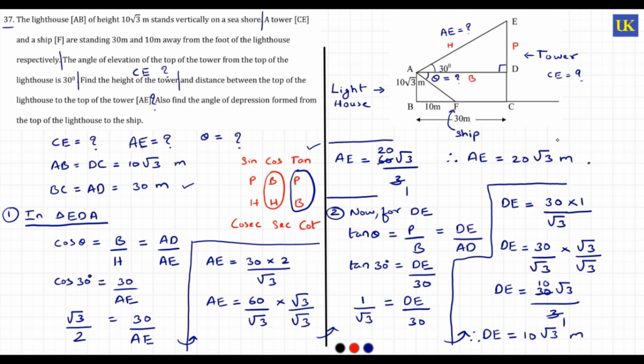Now what we will do? We know the value of DE, and already we know that if AB is 10 root 3, then DC is also 10 root 3. So we know that this was 10 root 3, and now we have found out DE also. Okay, so this is also again 10 root 3. This is again 10 root 3. So we'll add both these things and we will get CE, and that is what they had asked us to find. We'll do this on the next page.